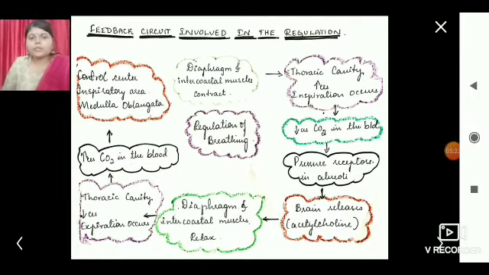Here, the main center of the inspiration area is the medulla oblongata, which controls the expiration and the inspiration of respiration, which is nothing but the contraction and the relaxation of the intercostal muscles.